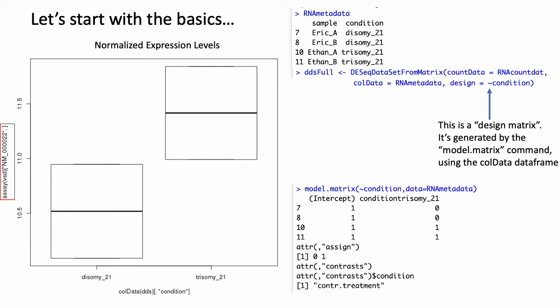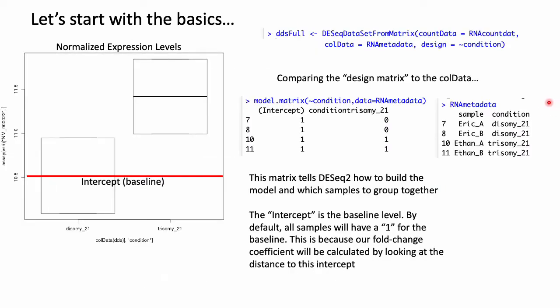This part is happening internally in DESeq2, but it's a good idea to check it manually to get the hang of these complex designs. You'll notice that the design matrix rows line up with the rows of our metadata data frame. The design matrix is interpreting the values in our conditions column to be either 0 for disomy 21 or 1 for trisomy 21. You'll also notice that all samples have an intercept value.